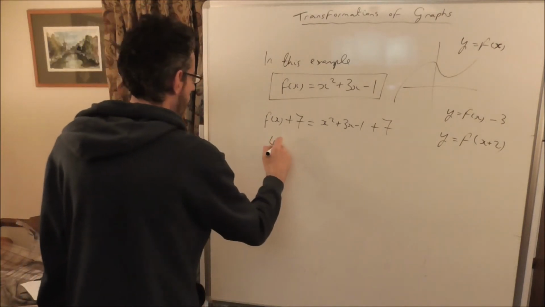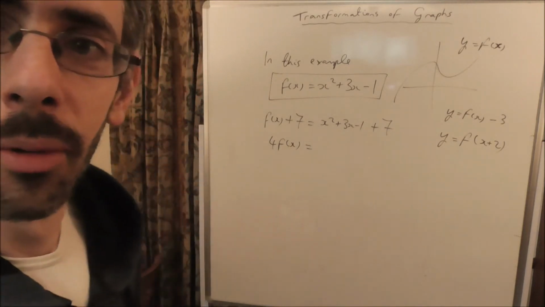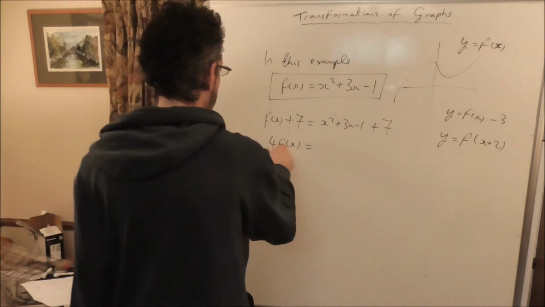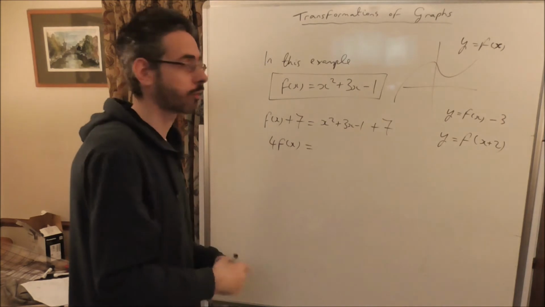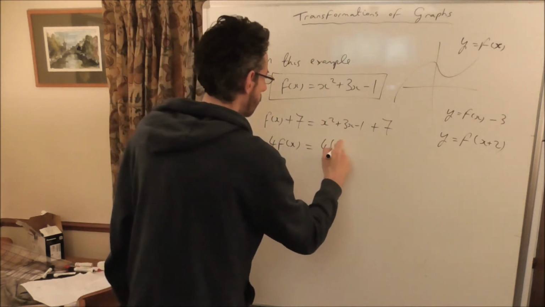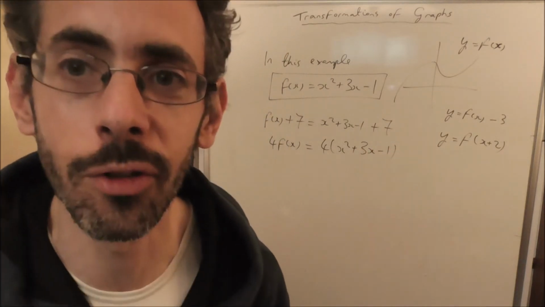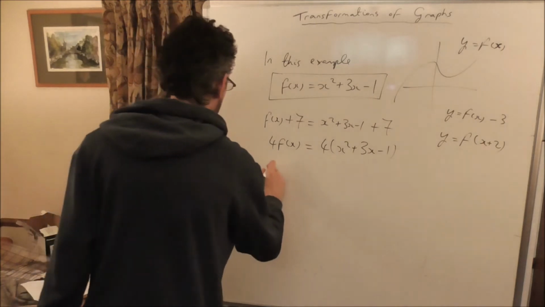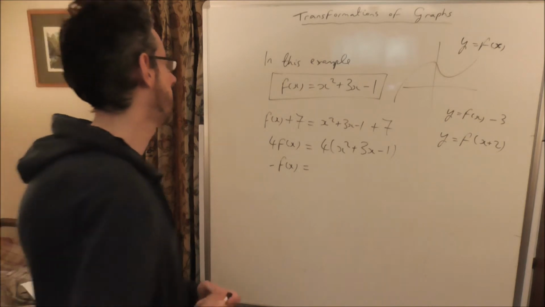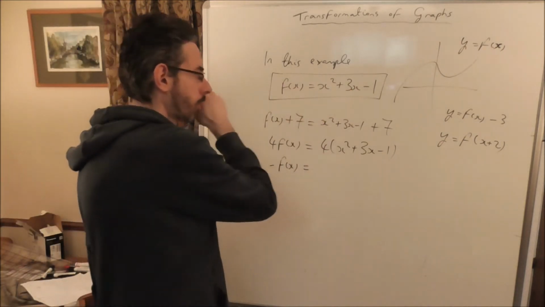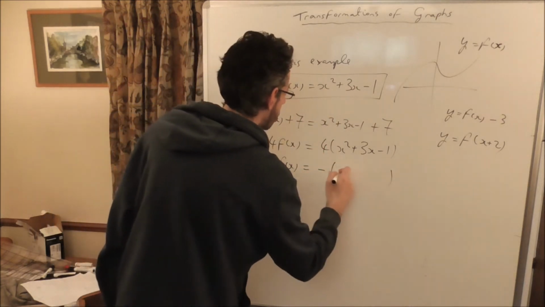What if I wrote 4 times f of x? What would that mean? Well, it's kind of probably what you think. It's just 4 times that, basically. F of x just stands for this, so 4 times f of x just means 4 times that. So it's 4 times x squared plus 3x minus 1. Nothing complicated so far. What does minus f of x mean? Well, minus f of x just means that with a minus sign stuck in front of it. So it just means f of x, which is that, with a minus sign stuck in front of it.